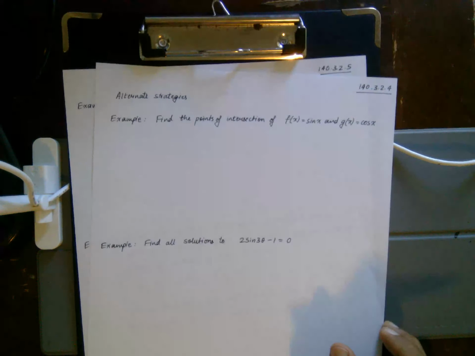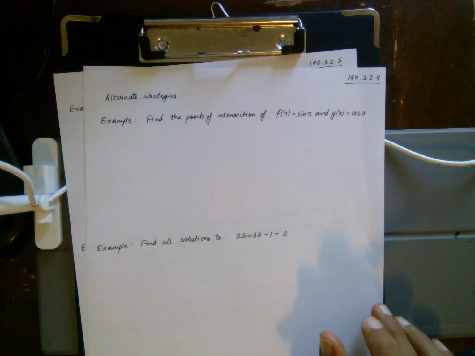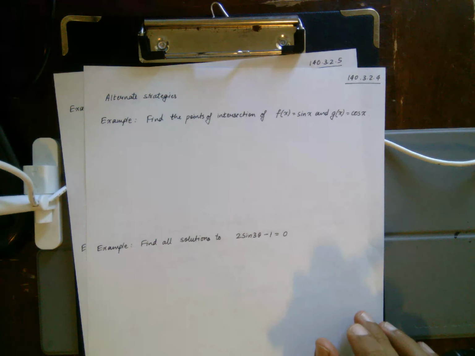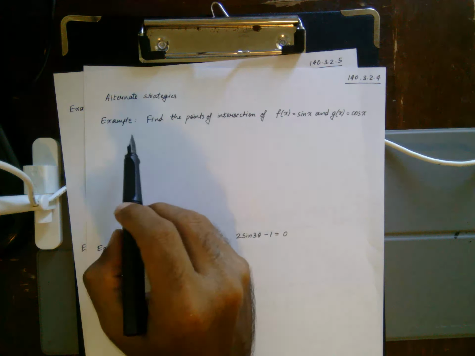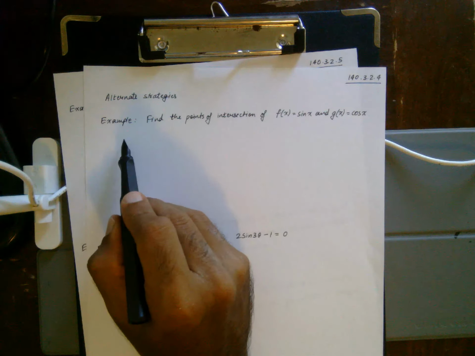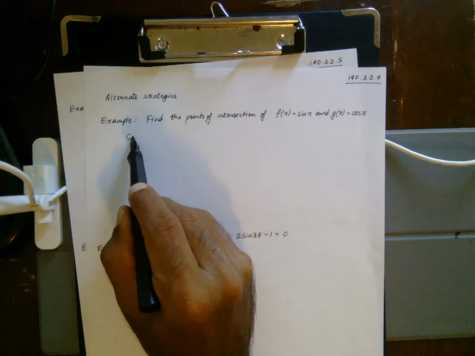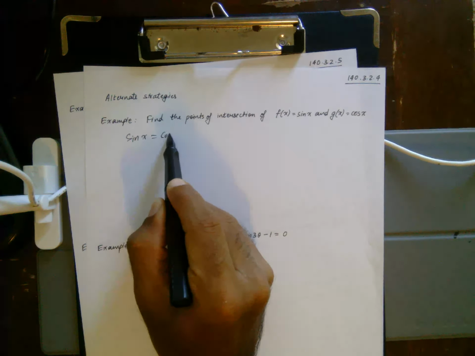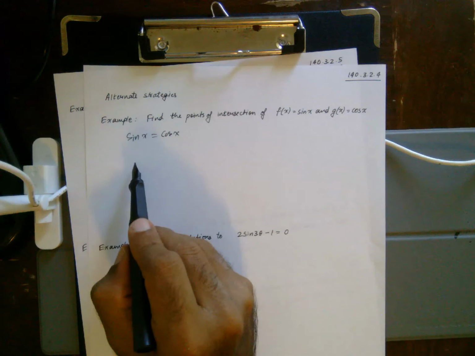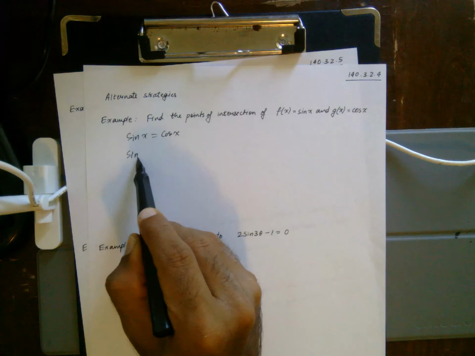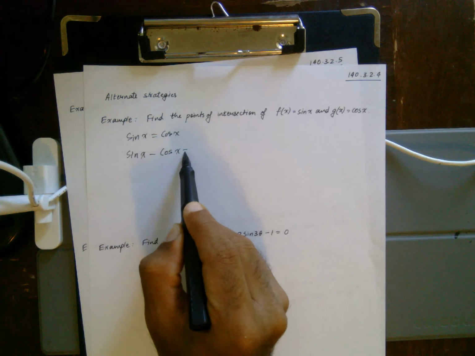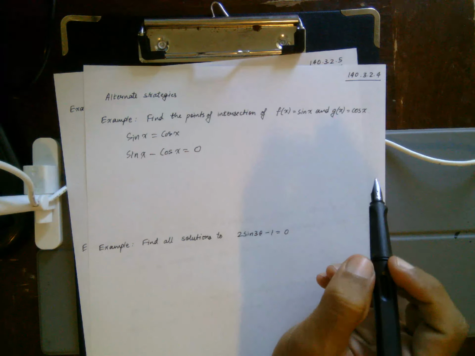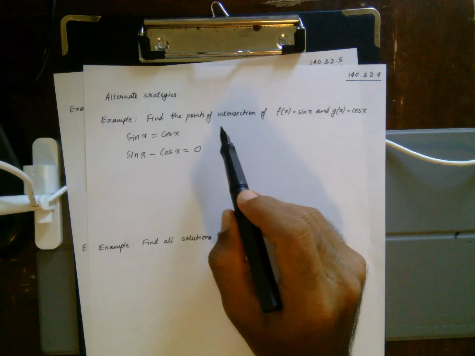Let's say you have to find the points of intersection between sine x and cosine x. Now you can also use some knowledge or some facts that we have already established. For example, I can write this as sine x minus cosine x equals 0. So there's a bunch of ways in which I can solve this.